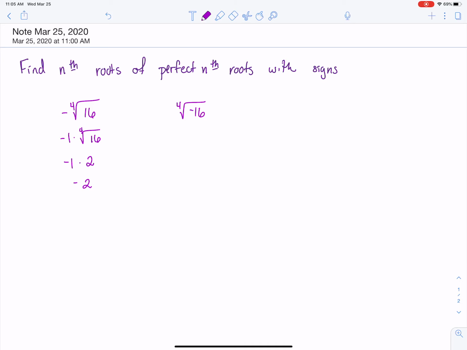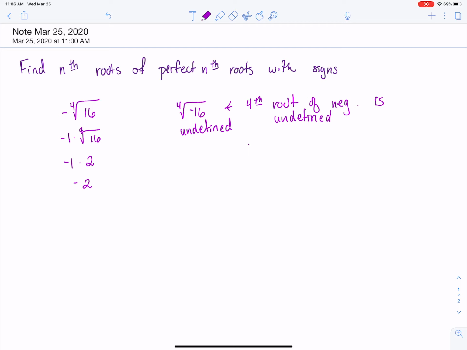Now over with our other question here, when we've got the fourth root of negative 16, this is undefined because we are trying to take the fourth root of a negative number. So the fourth root of a negative number is undefined. If you do know some things about complex numbers, that's what is going on here in the background, but we're not going to worry about that here in Math 103.